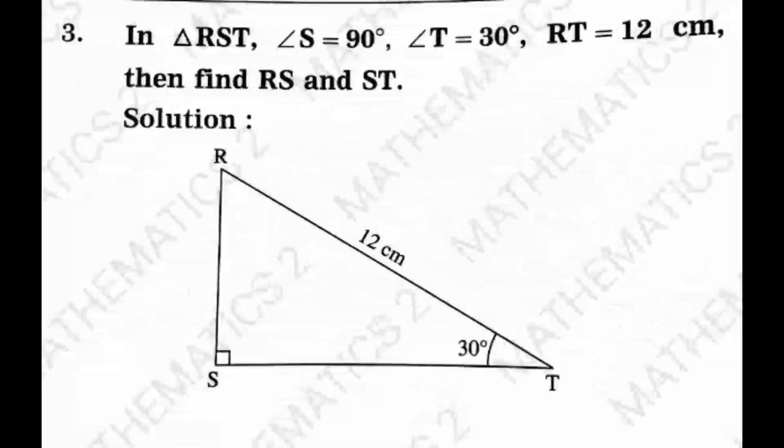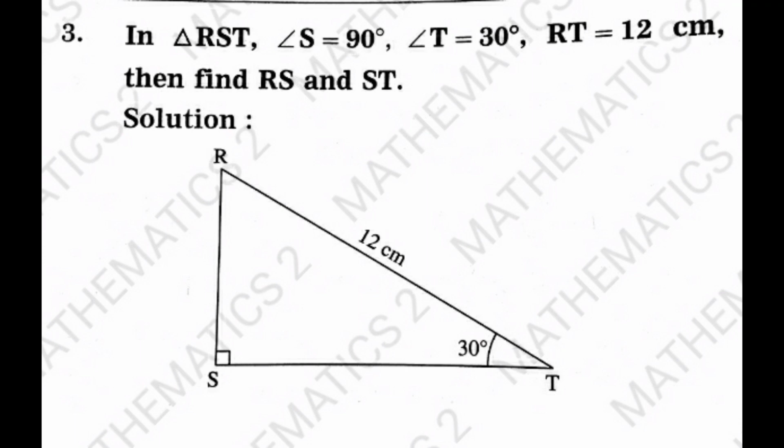Now question number 3. In triangle RST, angle S is 90 degrees, angle T is 30 degrees. One of its sides RT is equal to 12 centimeter. You have to find out RS and ST. So here a right angle triangle is given. One of its acute angles is 30 degrees, the hypotenuse is 12. So we have to find out RS and ST. Whenever in a right angle triangle one of the angles is 30, definitely the remaining one is 60 degrees. So first we'll prove this triangle RST is a 30, 60, 90 degree triangle.